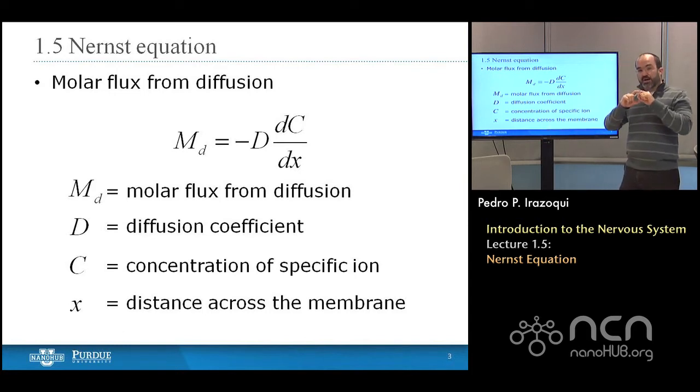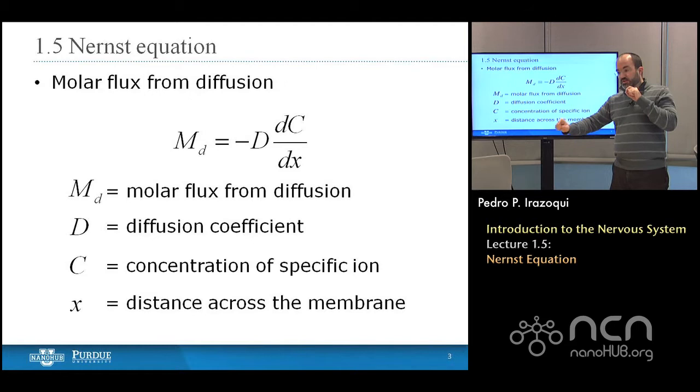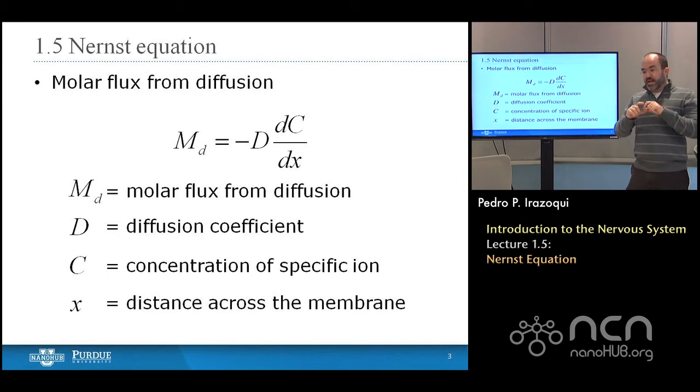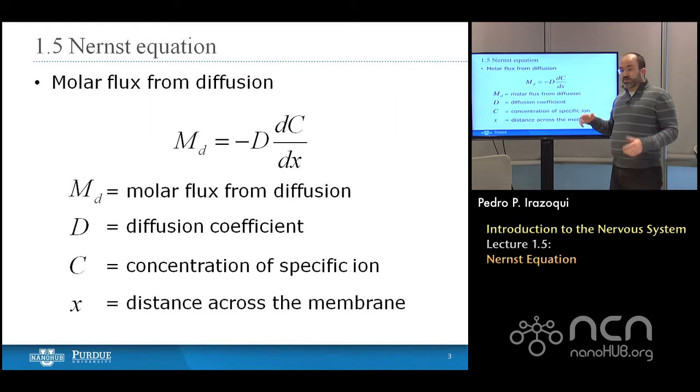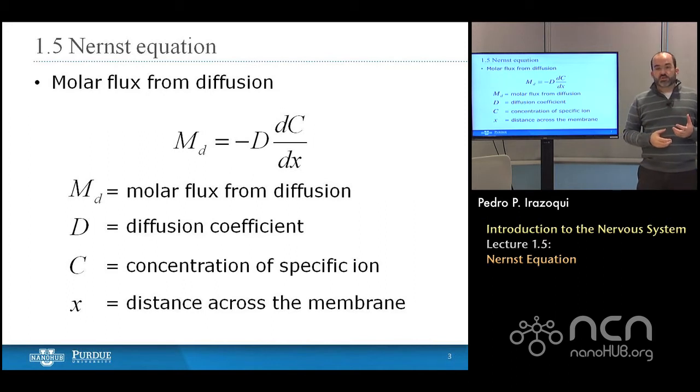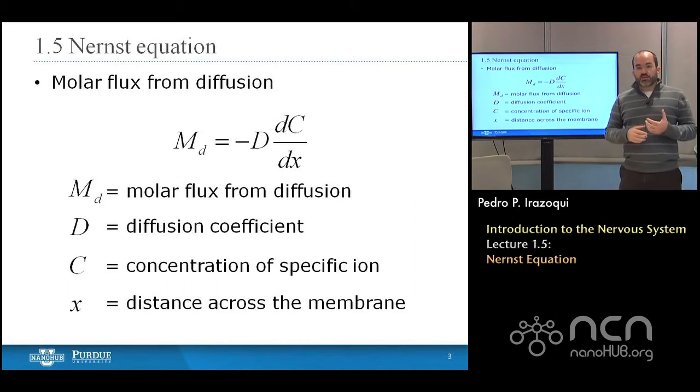So if the flux is going to be positive when we're going from high concentration to low, when we have a negative slope, then we need to introduce this minus sign to give us a positive flux for a negative derivative. So we plot this concentration, which itself is a function of position inside to outside of the cell, as a derivative with respect to that position, the negative, and then it's multiplied by this diffusion coefficient, which describes the ease with which the ions diffuse in that medium. So this equation describes the molar flux from diffusion.